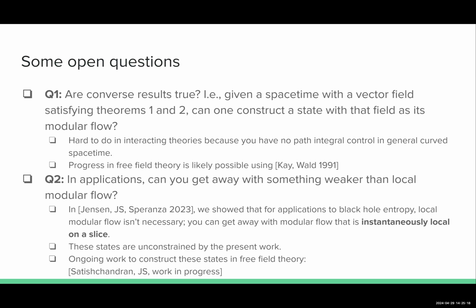So it seems that now that we know that this globally local stuff is seriously constrained, we need to start looking, if we want to make progress, which I think we can do, at states where you have this kind of instantaneously local flow, because these are unconstrained by the present work. I don't want to make any promises, but I am hopeful that this is going to be possible in free field theory in the near future. This is ongoing work with Gautam Satyashanchan, and I hope to be able to report on it by the end of the year.